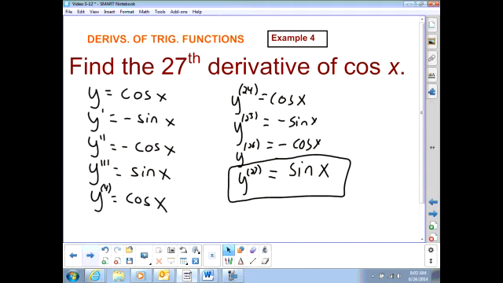So because it cycles, we can figure out any derivative way down the line. It's kind of like back in trig when you did i's, how i to the 4th was equal to 1, and you were able to figure out i to any huge power because it cycles through.